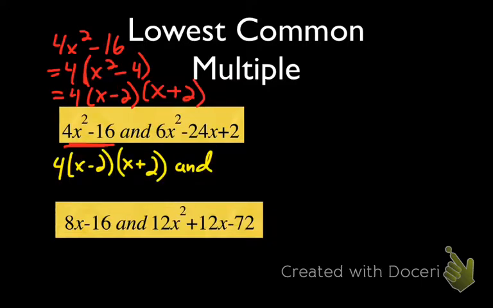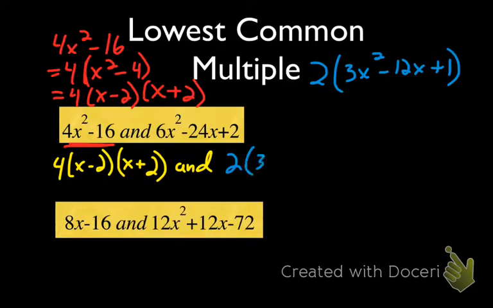Let's simplify that one out, or factor that. So 6x squared minus... you know what? Can we factor 2 out? Yeah. All right, so this would be 2 times 3x squared minus 12x plus 1. So those are the two things that I'm given.